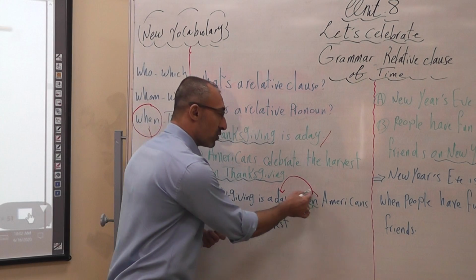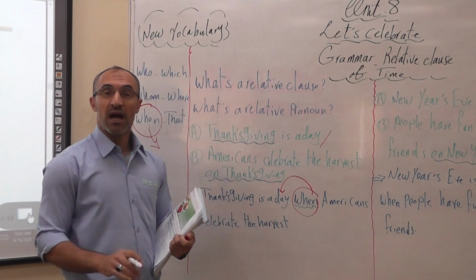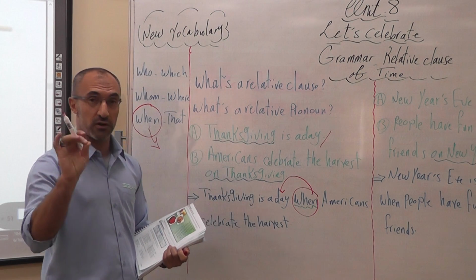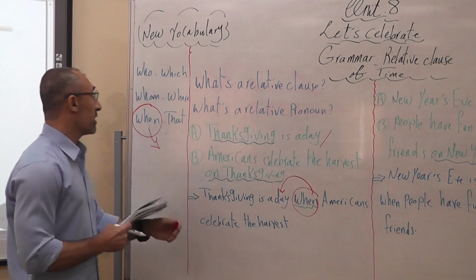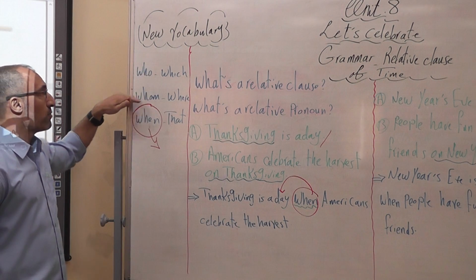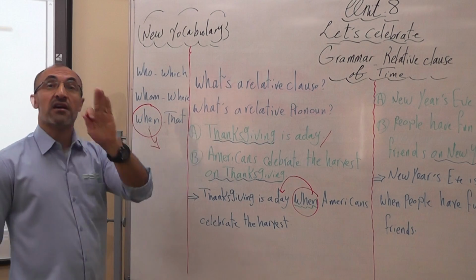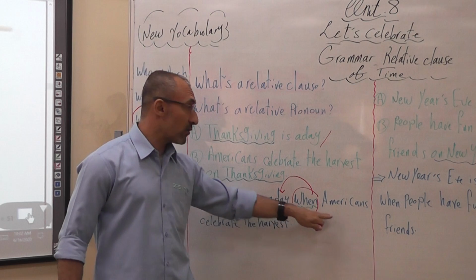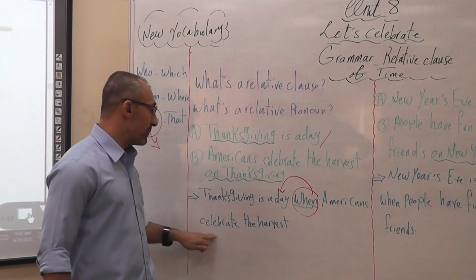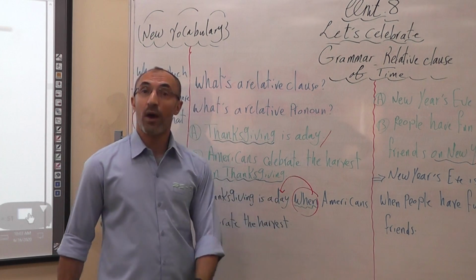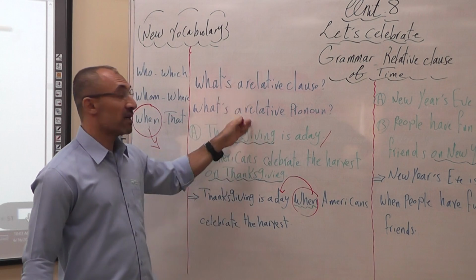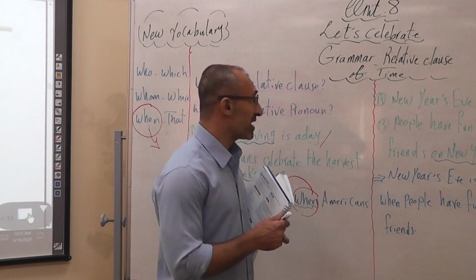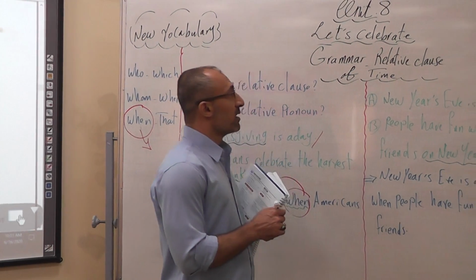So "when" here is called a relative pronoun. And we said about the definition of the relative pronoun that it is a word or a pronoun like who, which, whom, where, when, that, which we have to start our relative clause with. Yes, we started our relative clause, which is "Americans celebrate the harvest with" when. So this is about our two definitions. Let's have one more example to make it much clearer for you, okay?